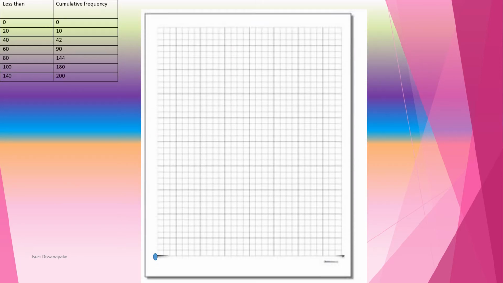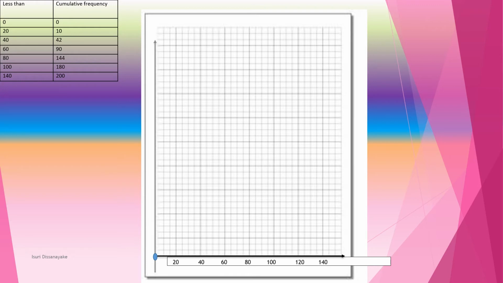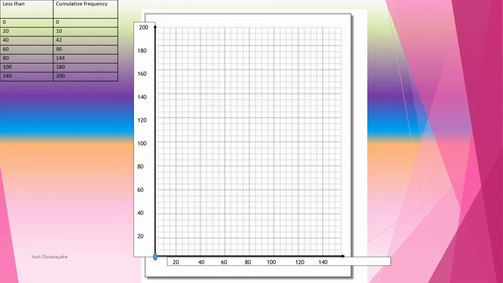Now, let's mark these points. And the x-axis is the dollars spent. That is 20, 40, 60, 80, 100, 120 and $140. And this is the y-axis which represents the cumulative frequencies that leads from 0 to 200. Now let's mark the points.